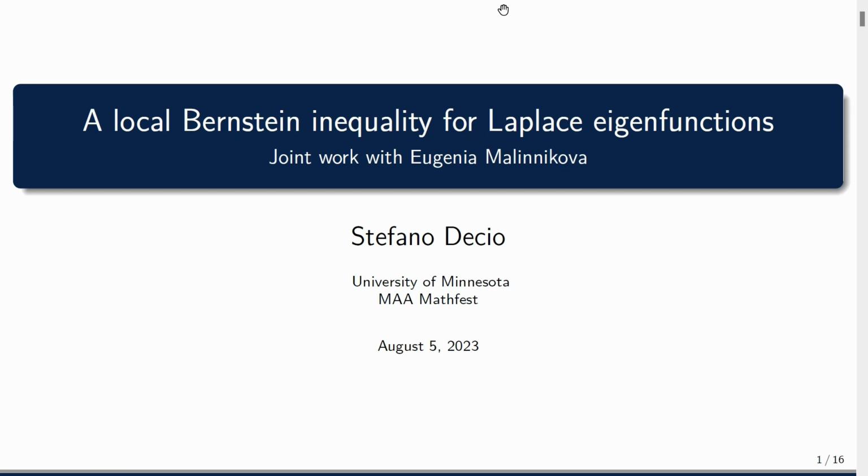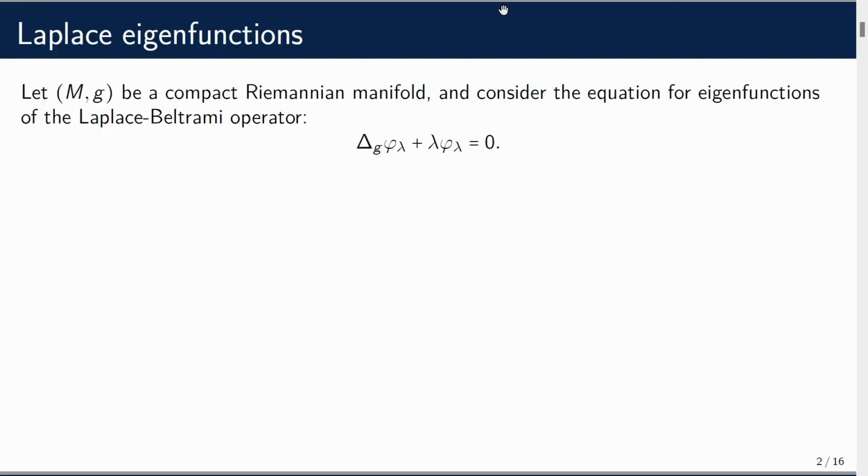Okay, so first I'd like to tell you what Laplace eigenfunctions are, and I'm taking a compact Riemannian manifold M with the Riemannian metric g, and the equation for the eigenfunctions is Laplacian_g phi_lambda plus lambda phi_lambda equals 0, so lambda is called an eigenvalue, and phi_lambda is an eigenfunction. The Laplace-Beltrami operator is a nice elliptic operator on a manifold when you write it in local coordinates. There's a well-developed spectral theory for this problem, and it tells you that the eigenvalues are of this form. So you have the first eigenvalue, which is 0, and the eigenfunctions are just constants.